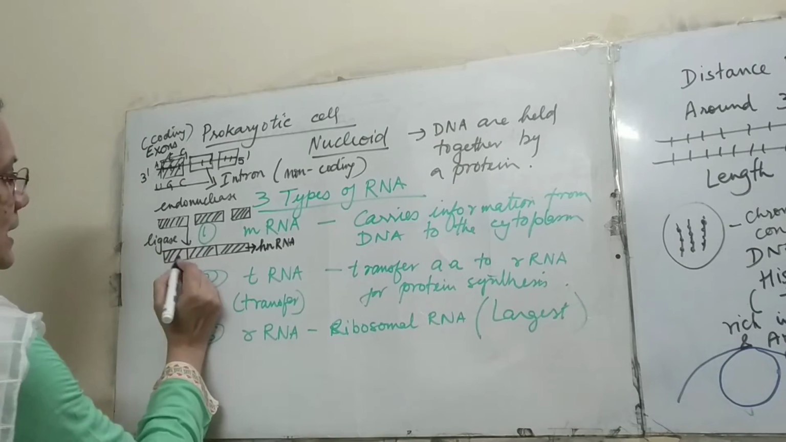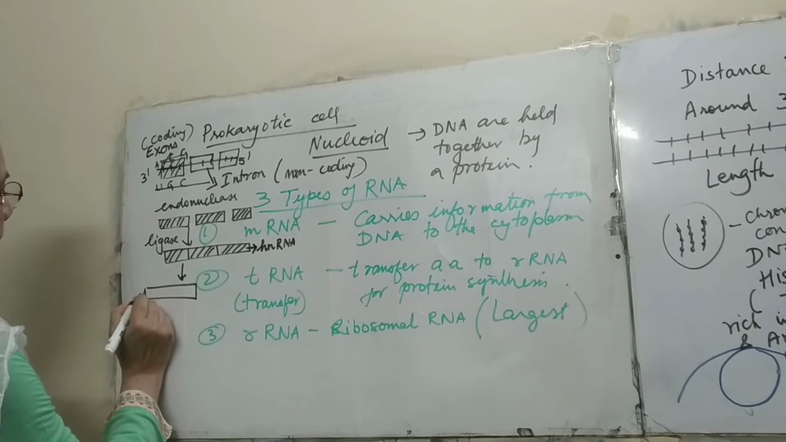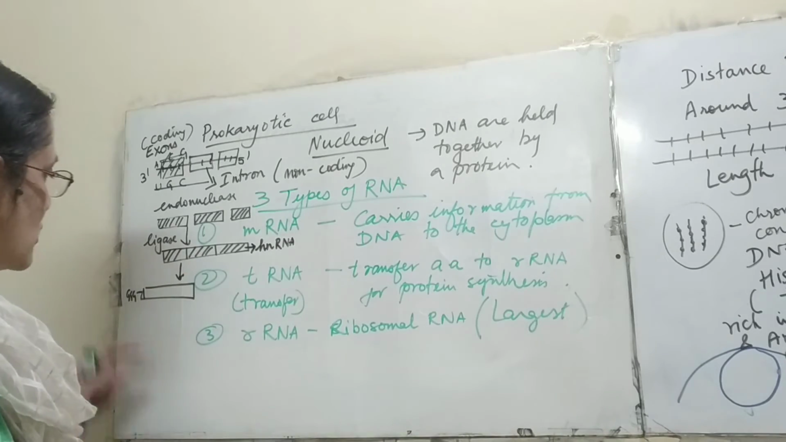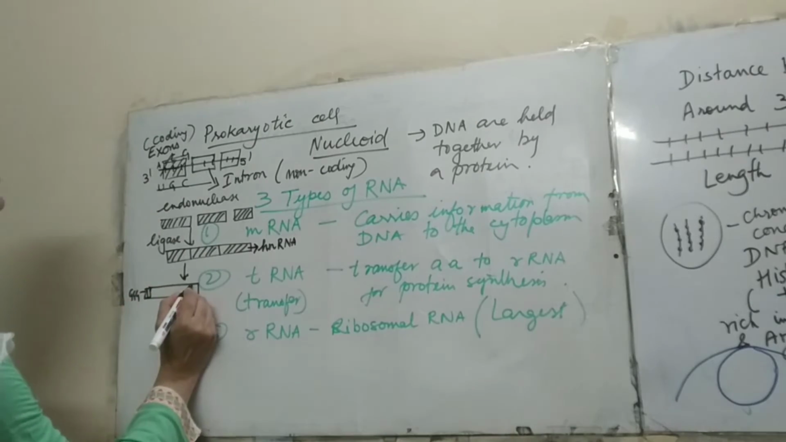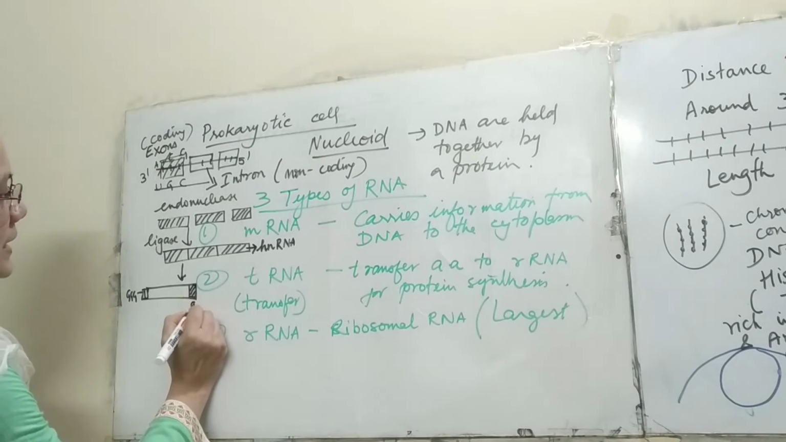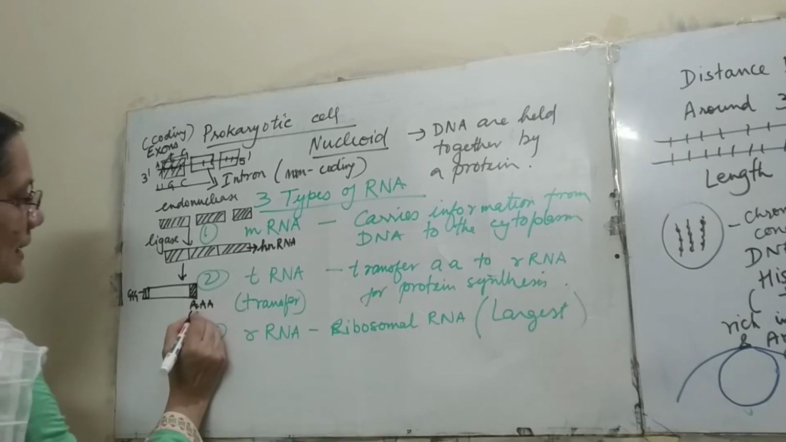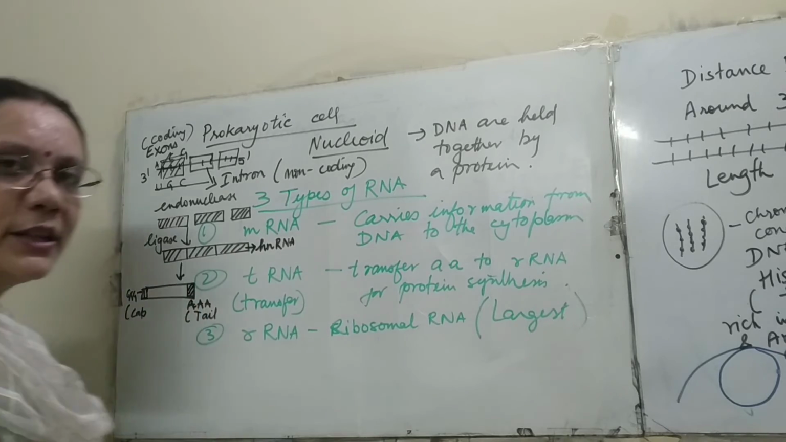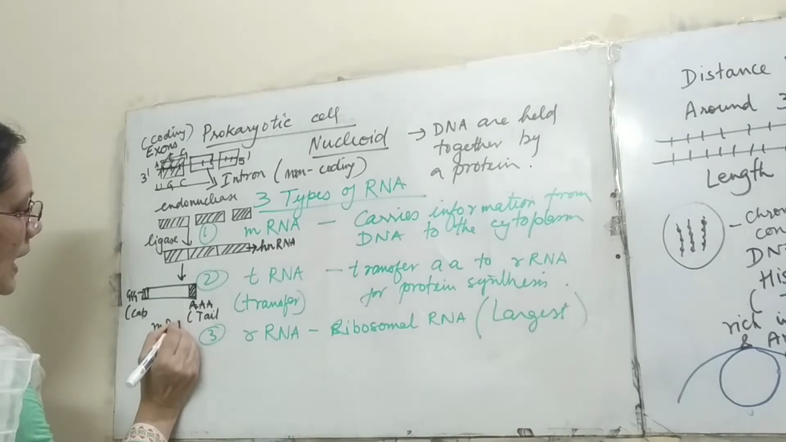And this is still unstable. It has to be made stable by capping and tailing. So what happens? There is a set of nitrogenous bases on one side, that is guanine, and this portion is known as the cap, and the other end has a series of adenines attached to it. So this is the tail end and this is the cap end. So ultimately after the capping and the tailing is done, what we get is mRNA.